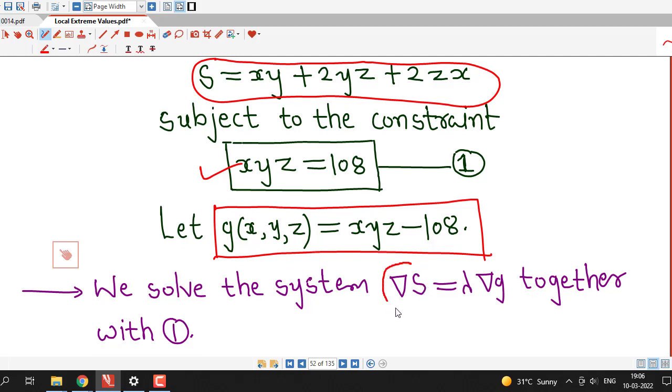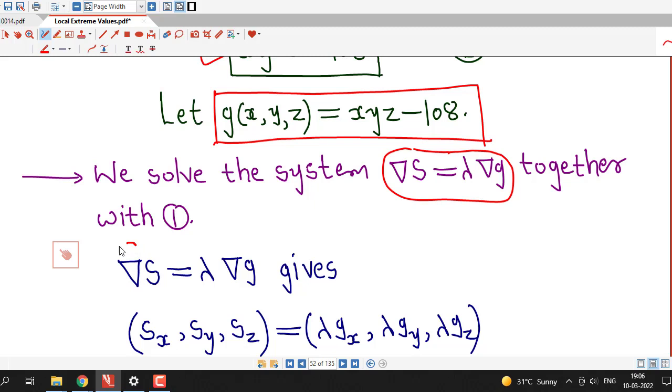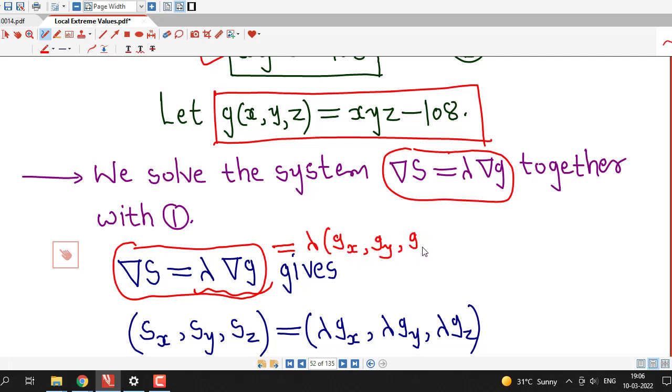And we solve the system: gradient of S equal to lambda times gradient of g, together with this constraint. Now we simplify this. Gradient of S equal to lambda times gradient of g. This implies gradient of S, which is del S by del x, del S by del y, del S by del z, equal to lambda times gradient of g, that is lambda times the partial derivatives of g with respect to x, y and z. Then we multiply each component by lambda, and we have these two vectors which are equal.